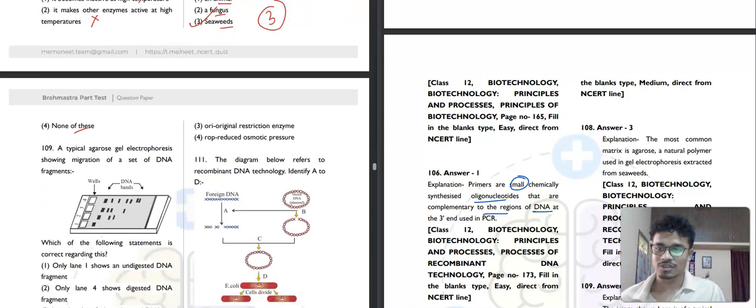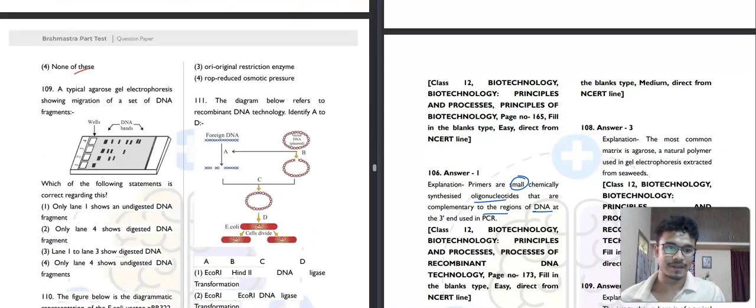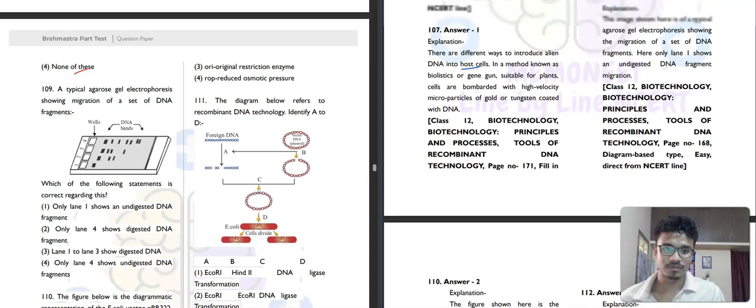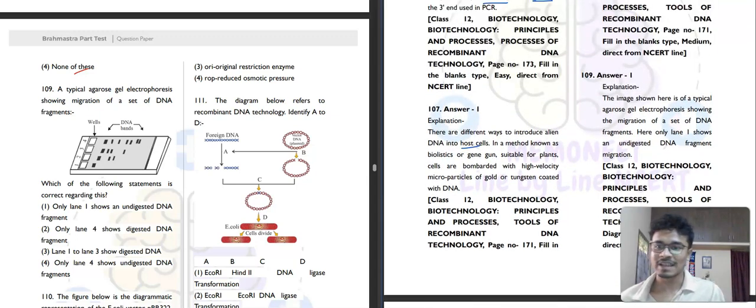Then moving to the next question, question number 109. Let's see what it says. It is saying that a typical agarose gel electrophoresis shows migration of a set of DNA fragments. So you can see this is the migration of different DNA fragments. Which of the following statements is correct regarding this? Only lane 1 shows undigested DNA fragment. You can see there is no movement, so that means the DNA remains undigested. So this is the correct option actually.